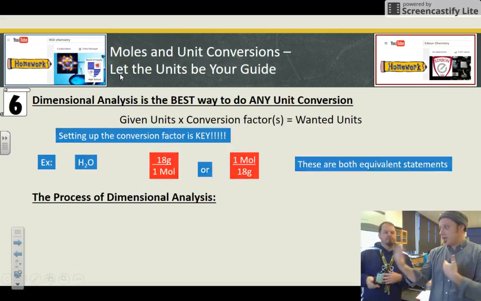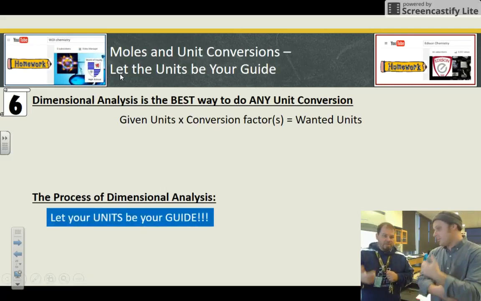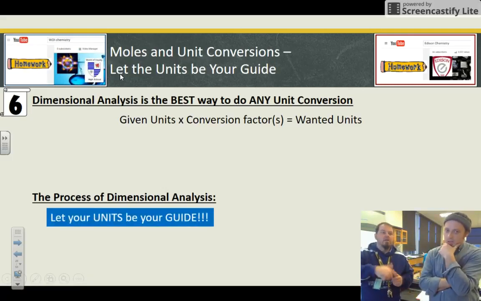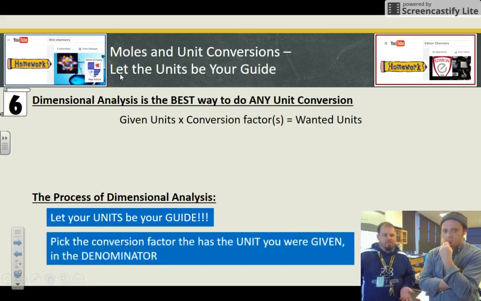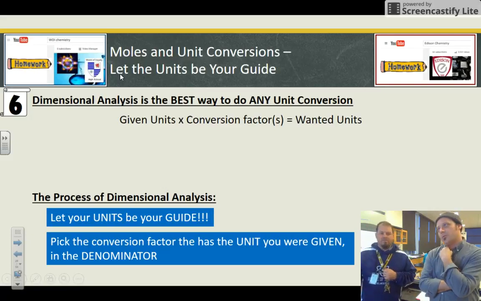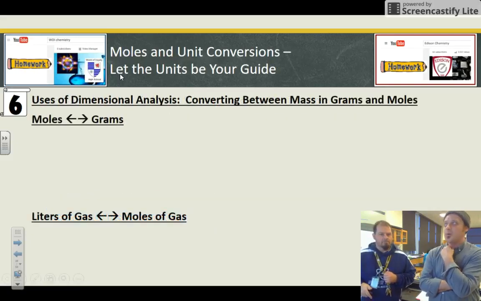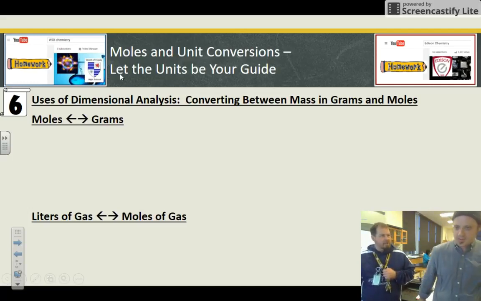If we're given grams and got to get to moles, we have to use one. If we're given moles and got to get to grams, we got to use the other version. And what we say is our catch phrase: let your units be your guide. The units will show you what to do. This is going to help us pick the conversion factor that has the units that were given in the denominator, so it cancels out. If I start with moles, I want to put moles in the denominator of my conversion factor, and you'll end up with grams. If you start with grams, you got to put grams in the denominator and you'll end up with moles. I think we're going to say it in words and then we're going to do an example.